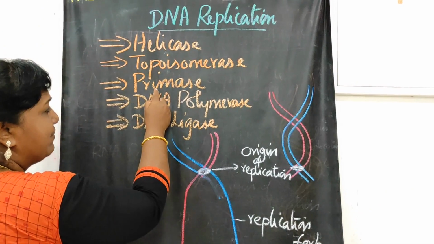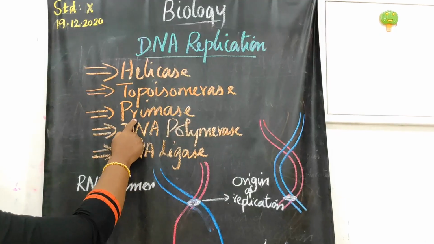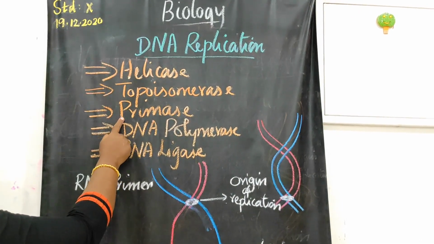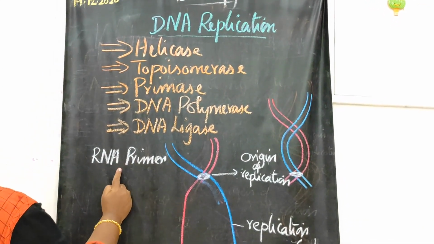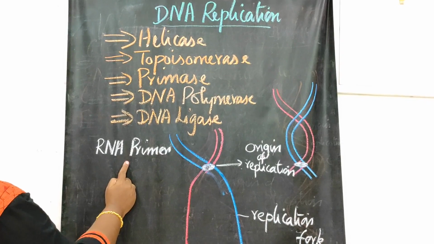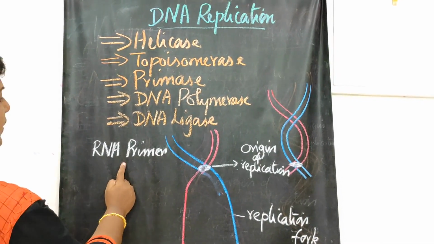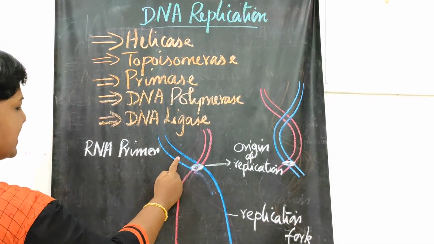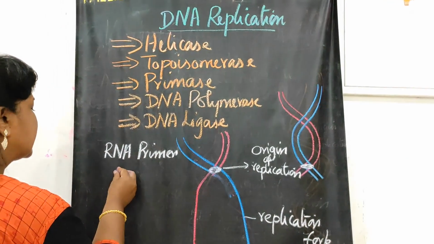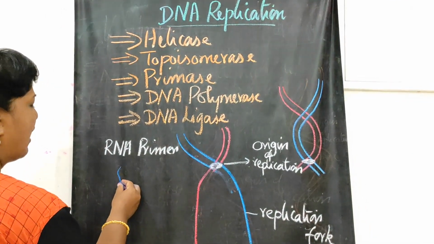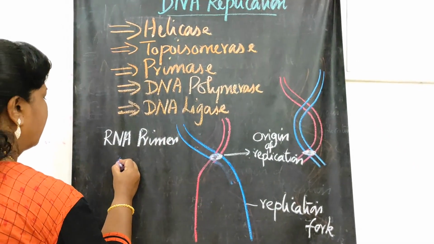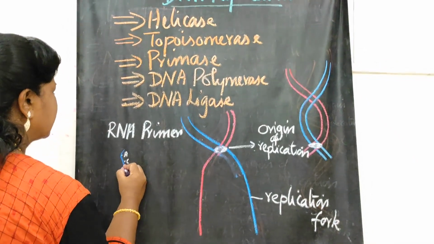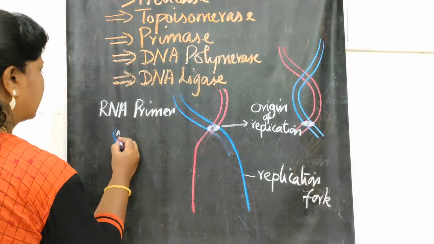What's the next enzyme? Primase. The next enzyme is primase. The primase enzyme will produce RNA primer. This RNA primer is a small segment of RNA. We know DNA is double strand and RNA is single strand, and it will have all the base pairs, like adenine, cytosine, guanine, adenine, likewise.